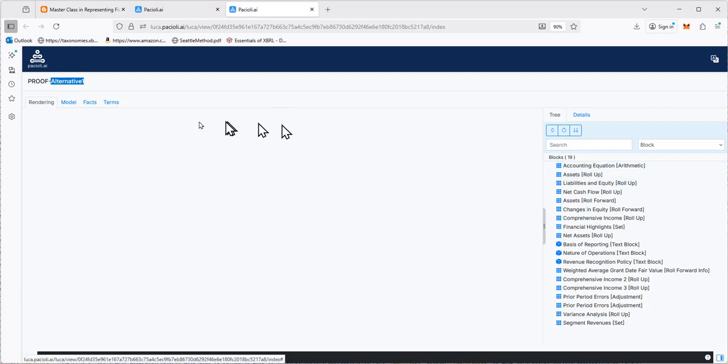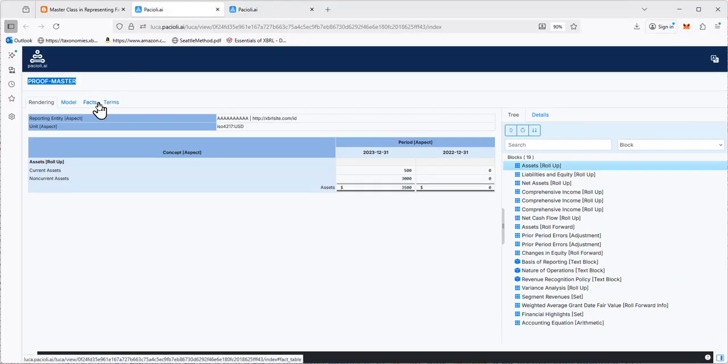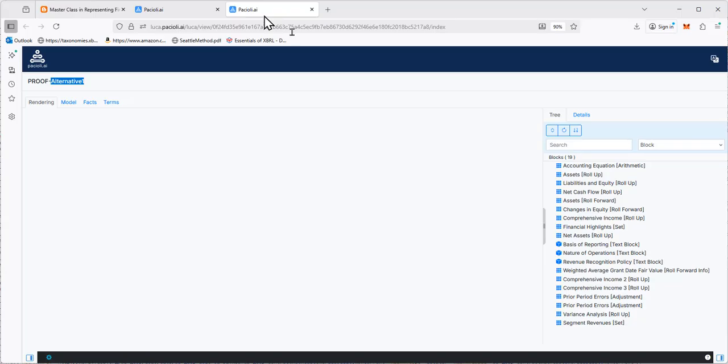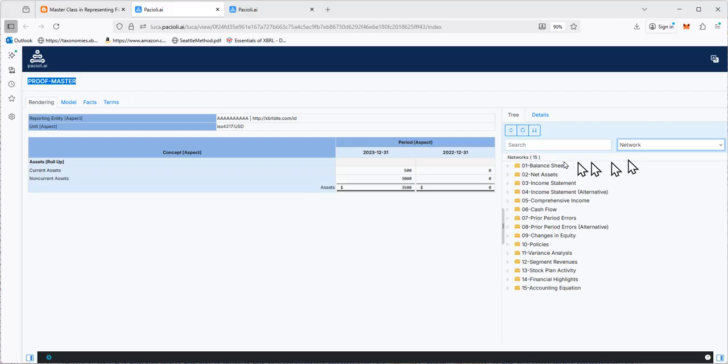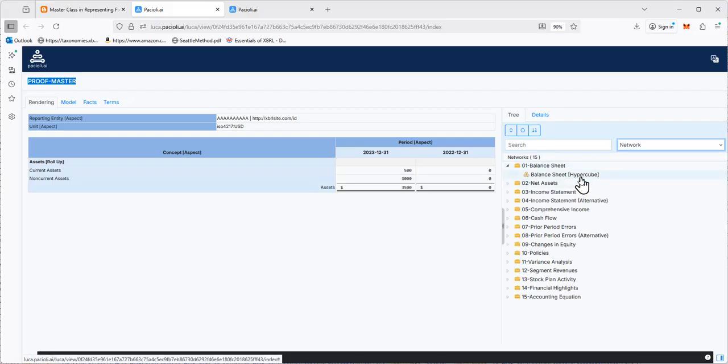But you can see here in this alternative, it has exactly the same number of information blocks, 19. This is the proof master, 19. This is the alternative one. So what's the difference between the two? In the master, if you look at the network view, and if you open up this network, there's only one hypercube in this network.